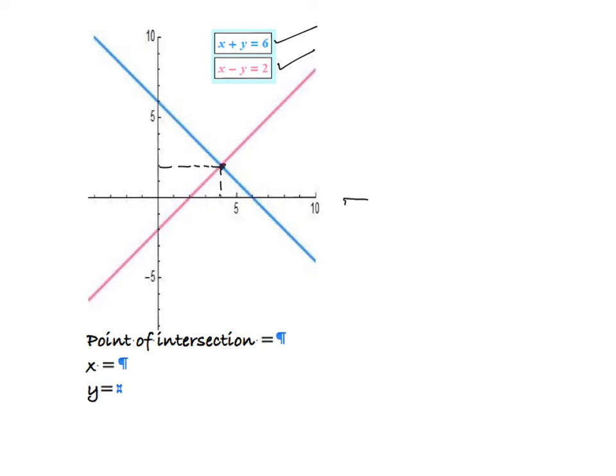So the two lines meet here at this point, which is (4, 2), which tells us that x is equal to 4 and y is equal to 2.